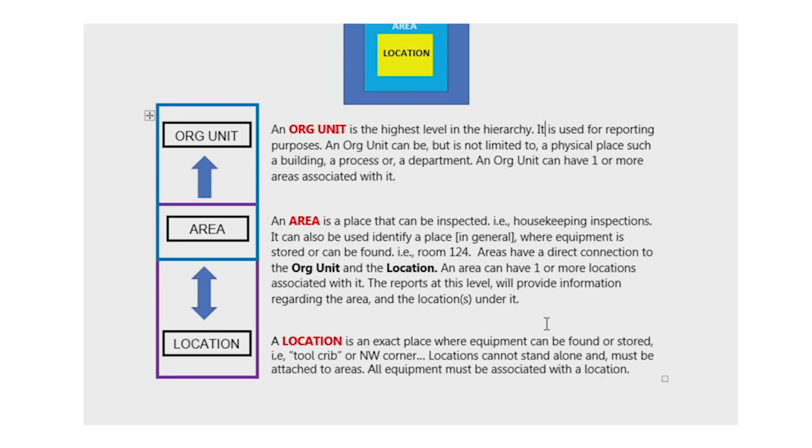The next level in the hierarchy is an area. An area is a place that can be inspected for something like housekeeping. It can also be used to identify a place in general where equipment is stored or can be found. For example, room 124. Areas have a direct connection to the org unit and the location. An area can have one or more locations associated with it. The reports at this level will provide information regarding the area and the locations under it.